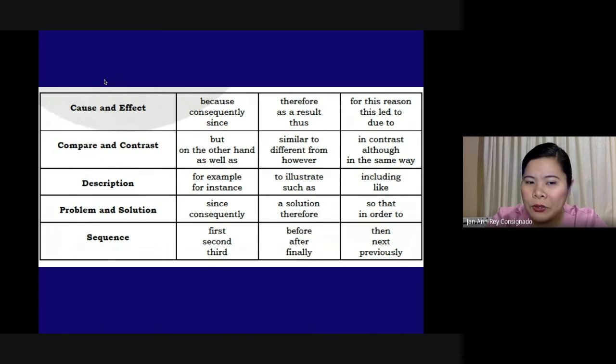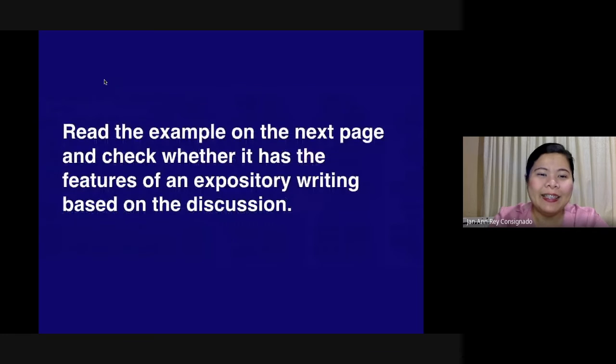How about problem and solution? We have since, consequently, a solution, therefore, so that, in order to. Sequence: first, second, third, before, after, finally, then, next, previously. Read the example on the next page and check whether it has the features of an expository writing based on the discussion.